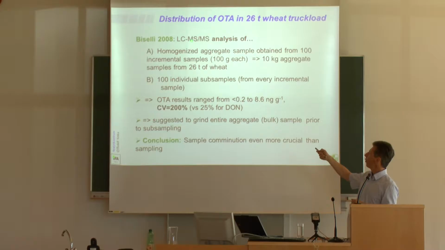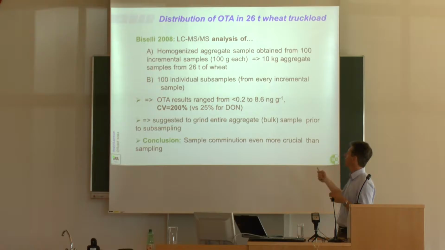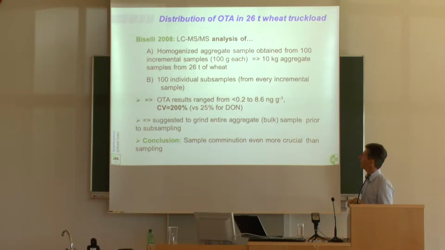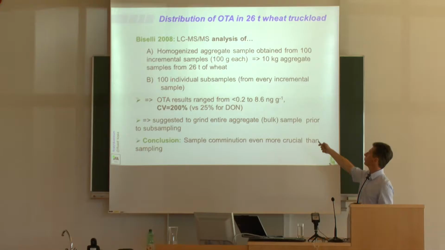They performed LC-MS-MS analysis of a homogenized aggregate sample obtained from 100 incremental samples of 100 gram each, amounting to a 10 kilogram aggregate sample from 26 tons of wheat. In addition, they analyzed 100 individual subsamples. So every single incremental sample taken from these 26 tons was also analyzed.